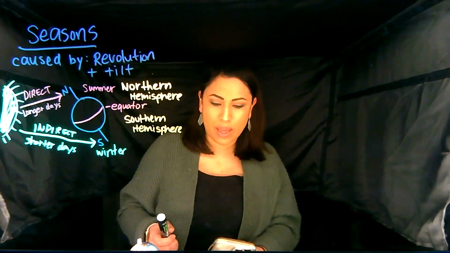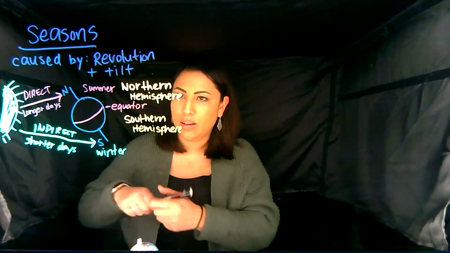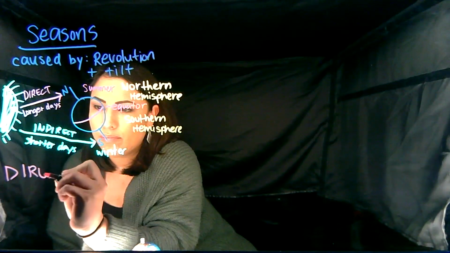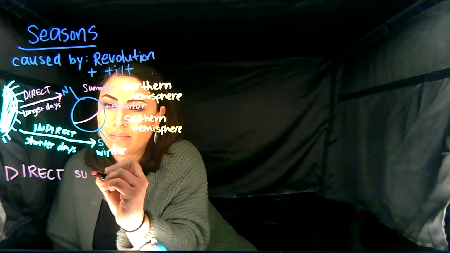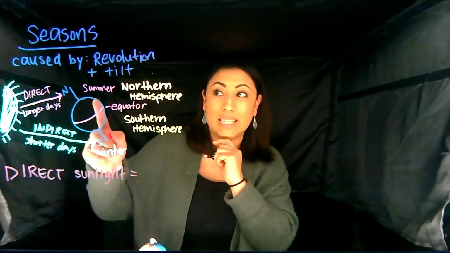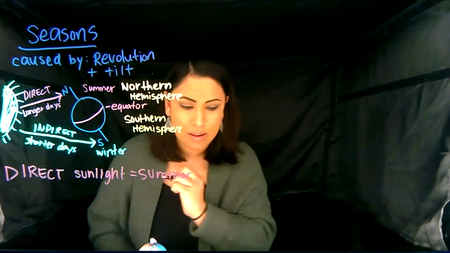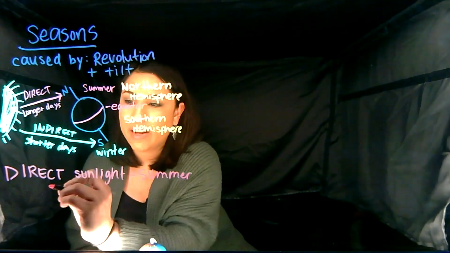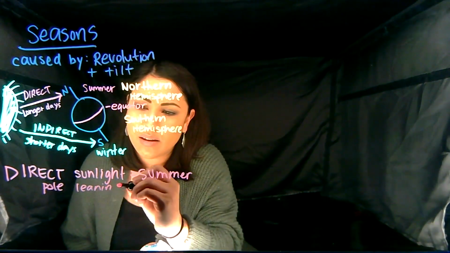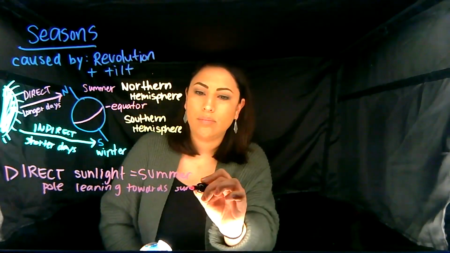Good job. So now that you know that, just to sum it all up, direct sunlight means that we're in what season? It's summer. And we're going to have longer days. This means that the pole is leaning towards the sun.